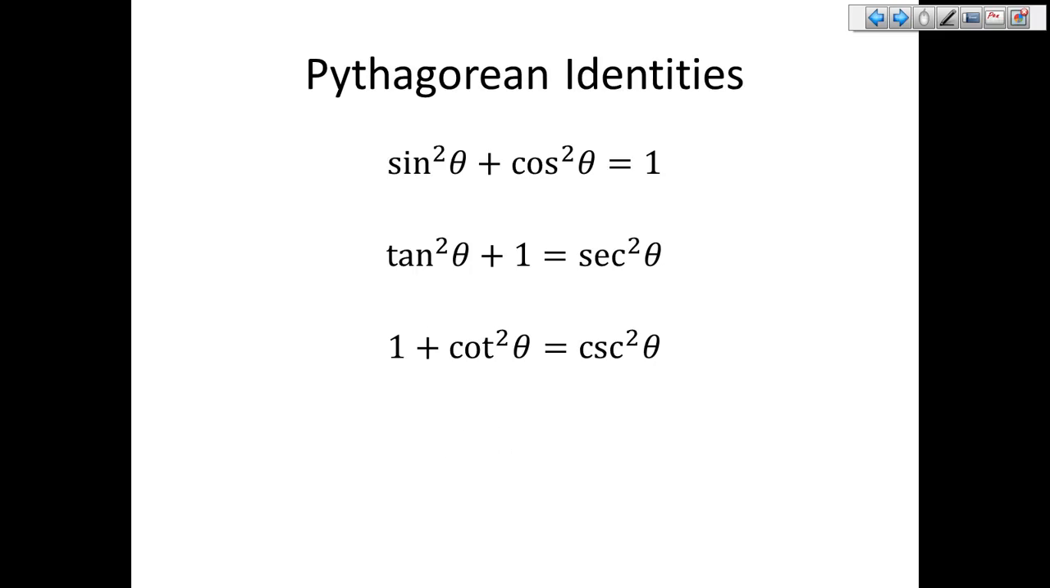Here are some more, ones that you need to be very familiar with and are very popular whenever you see a square on a trig function. These are called the Pythagorean identities because they're based off of the Pythagorean theorem. Sine squared theta plus cosine squared theta equals 1. Tangent squared theta plus 1 equals secant squared theta. Well, that comes to us by dividing the top identity by cosine squared. The bottom one, 1 plus cotangent squared theta equals cosecant squared theta. Well, we take our top Pythagorean identity and divide everything by sine squared.